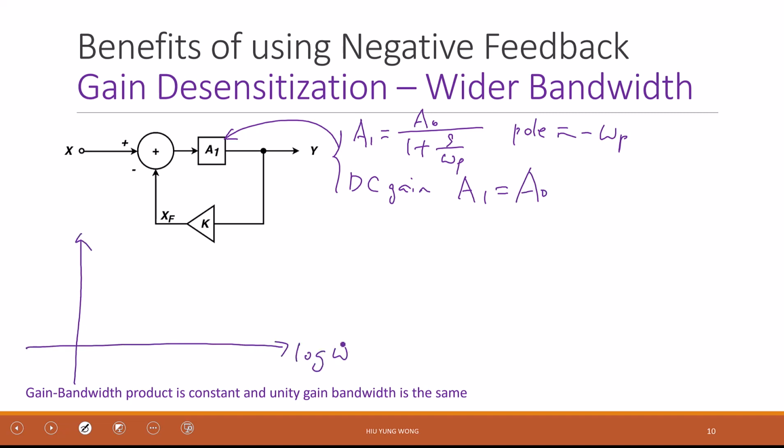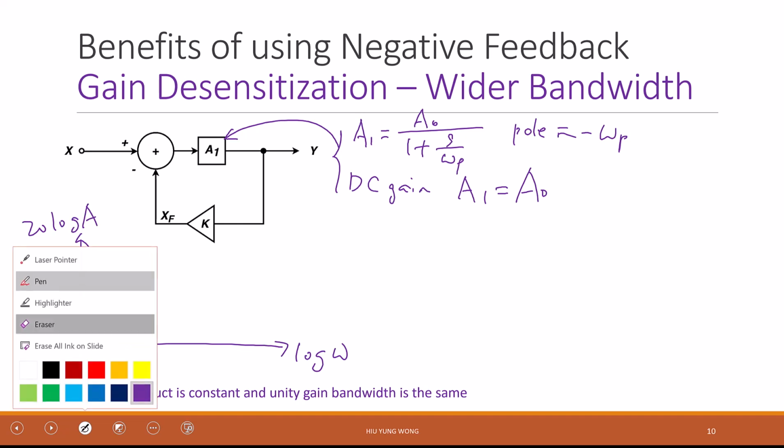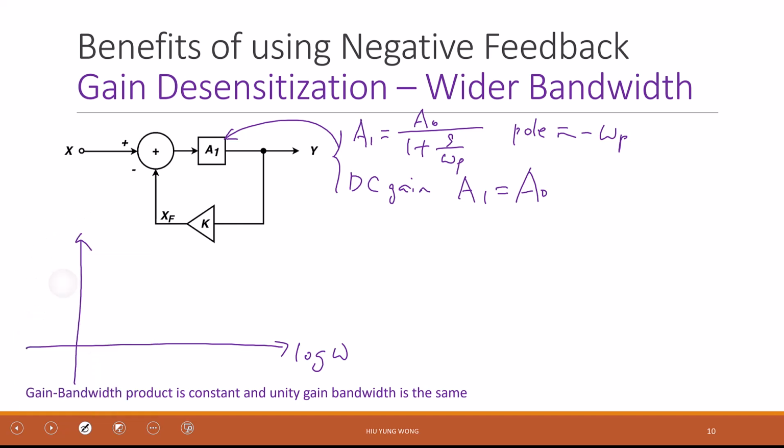So I can draw the Bode plot as this. This is log frequency, and this is the gain. Then it will be something like this, and this is negative 20 dB per decade. And what is this? Omega P, right? And this is A0. This is the A1 that I have. Then I hook it up in the feedback circuit. How will it look?